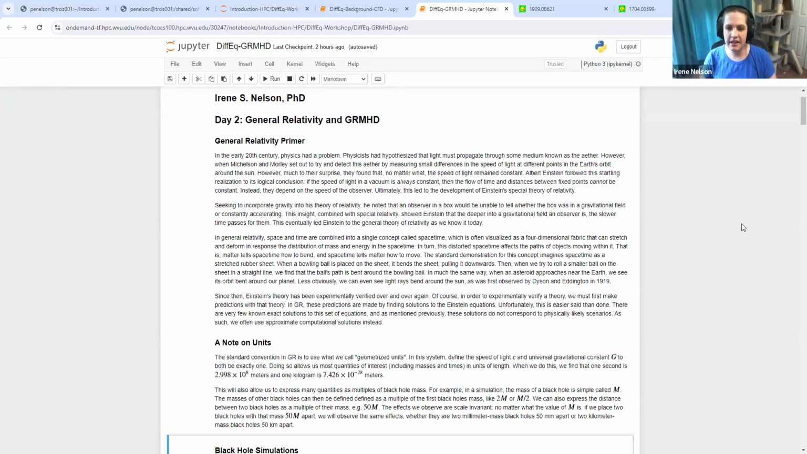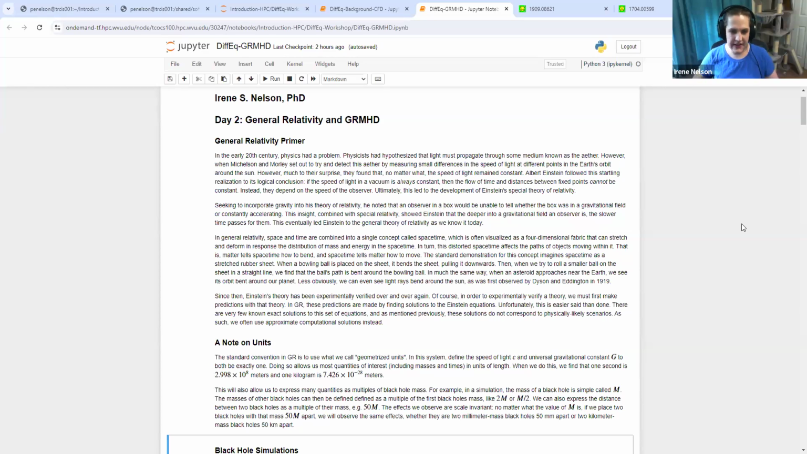So in the same way, as an asteroid is approaching the Earth, we'll see that its trajectory is bent around the planet. And less obviously, a famous proof of general relativity, evidence in favor of it, is that we can even see light rays bending around the sun. This was observed by Dyson and Eddington in 1919 during a solar eclipse. They were able to show that light rays bending around the sun from a distant star essentially shifted the position of that star during the eclipse.